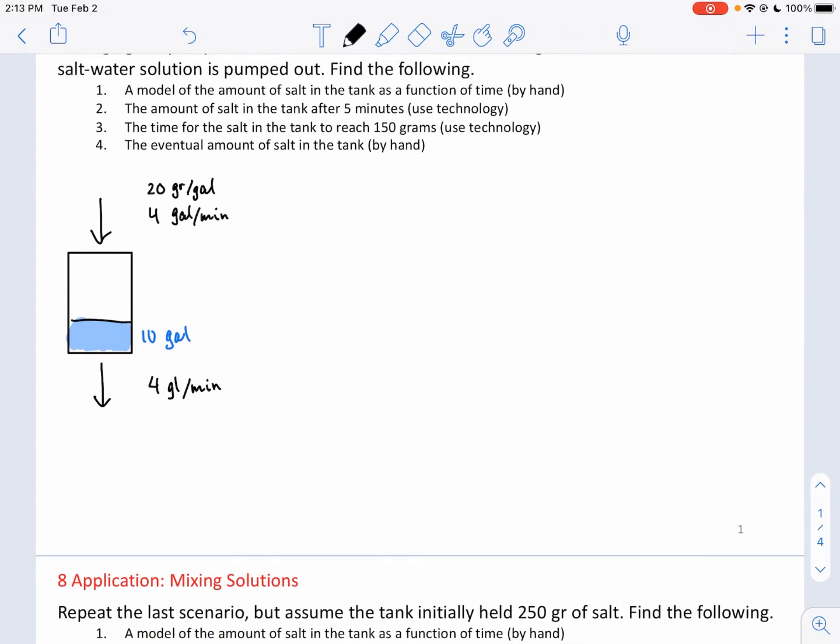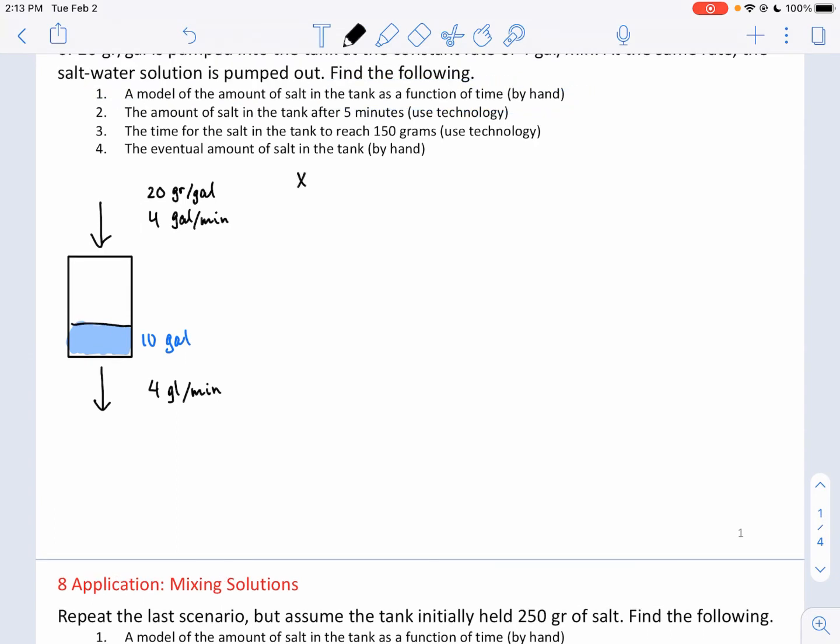Now looking at item number 1 here, we want to find a model of the amount of salt in the tank as a function of time. We'll do this by hand. Let's use x to represent this function of time. So this is the amount of salt in grams in the tank as a function of time.